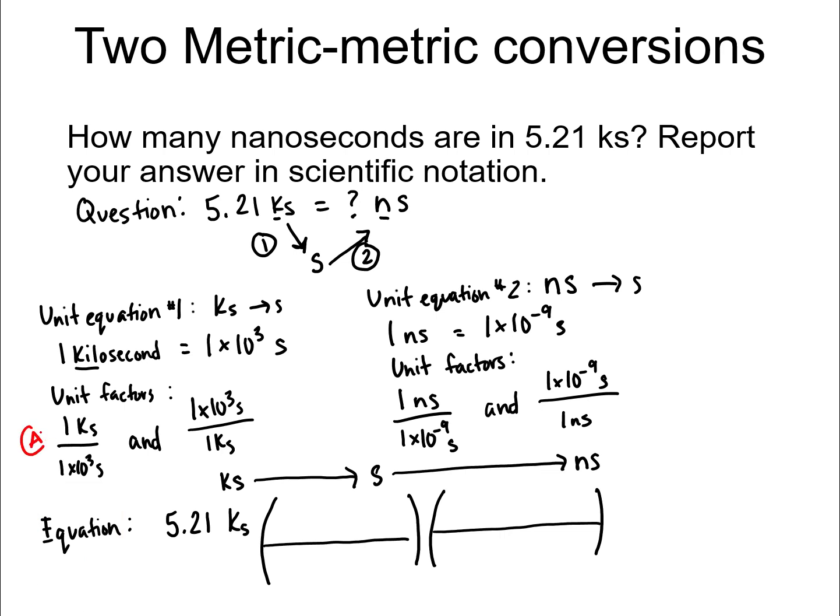You know the game. We've got unit factors to place. The first one, we need to get rid of kiloseconds and replace it with seconds. So which one, A or B, is going to cancel kiloseconds? B.